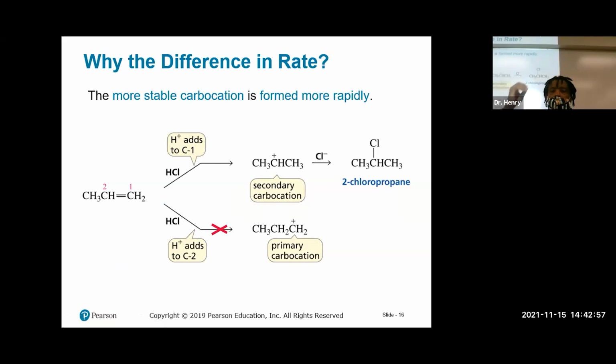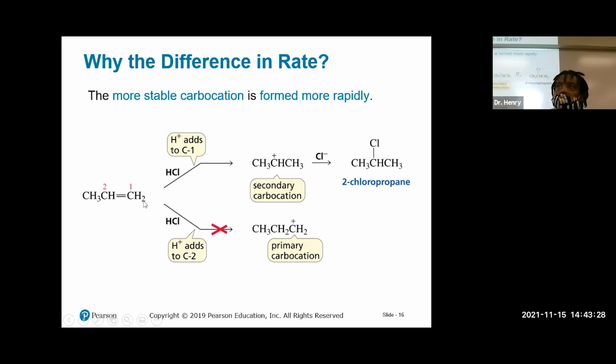Okay. So why is there a difference in rate between the two? As we talked about earlier, the one that's more stable is going to be forming faster. It's going to be favored. The one that's less stable is going to have a slower rate. It's going to take more energy to get over the hump, essentially. So it's not going to happen, right? We don't have enough energy to get over that hump before this guy happens.